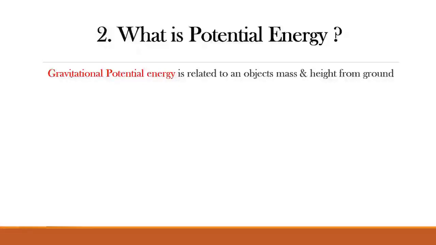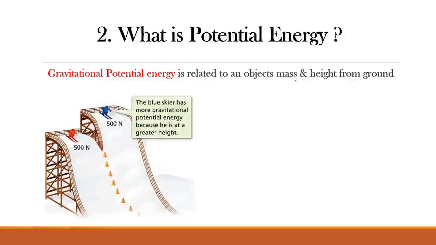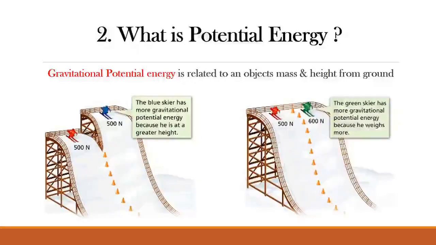Now let us consider a few examples. Gravitational potential energy is related to an object's mass and height from the ground. See this figure. The blue sphere has more gravitational potential energy because it is at a greater height. Now again see this figure. The green sphere has more gravitational potential energy because it weighs more than the red sphere.